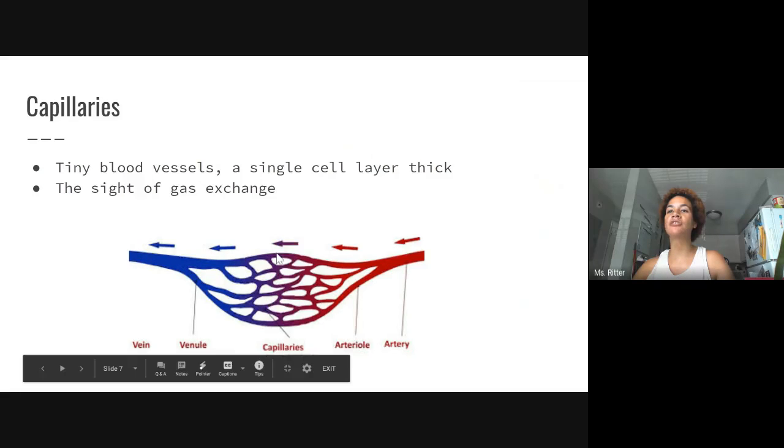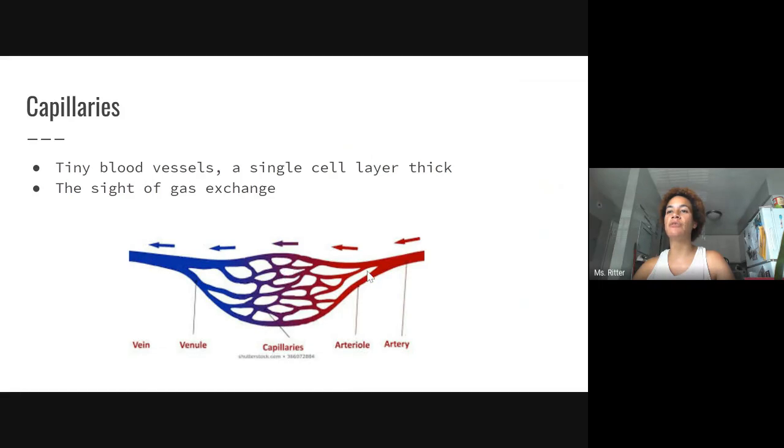And then it would get oxygenated in the capillaries and then it would move back to the heart to be pumped to the rest of the body and be oxygenated. Okay, so those are the capillaries. So those are our three blood vessels.